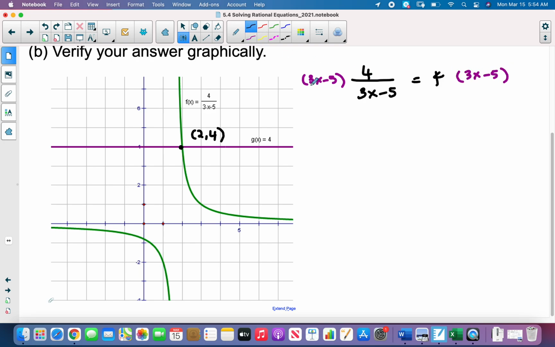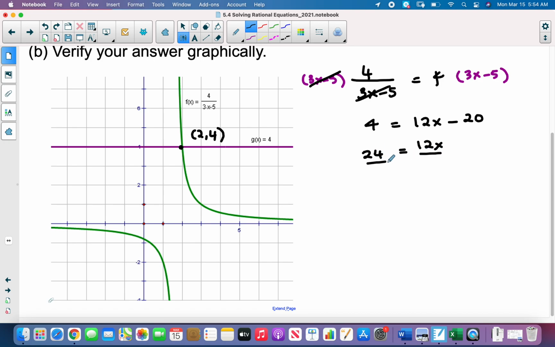So on the left side, these cancel out. You're left with just 4. On the right side, you have the 4, and you distributed it into brackets here. So you get 12x minus 20. 12x equals 4 plus 20, which is 24.